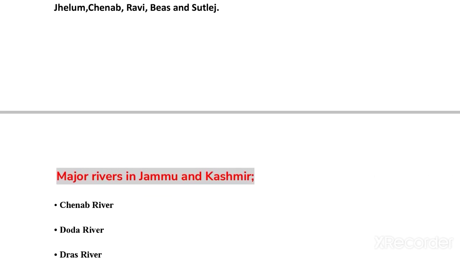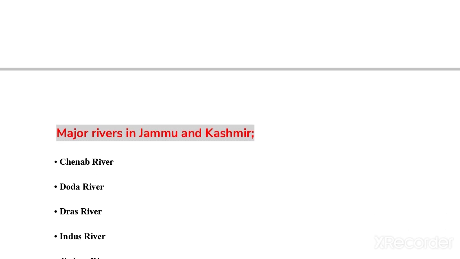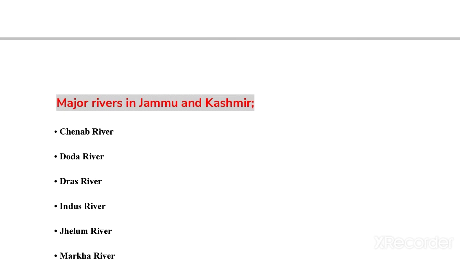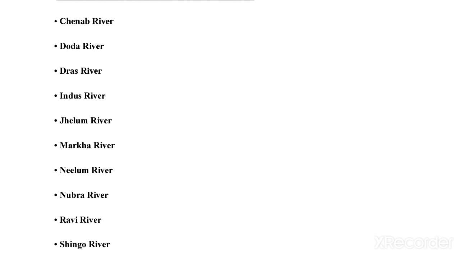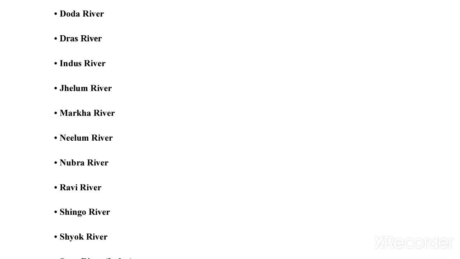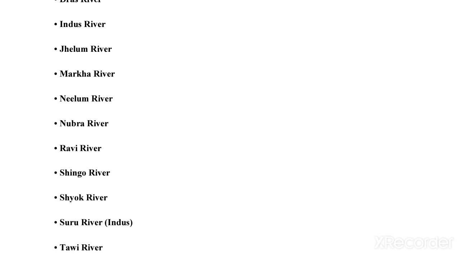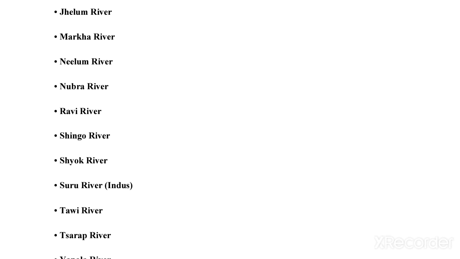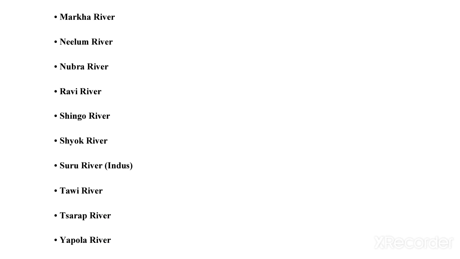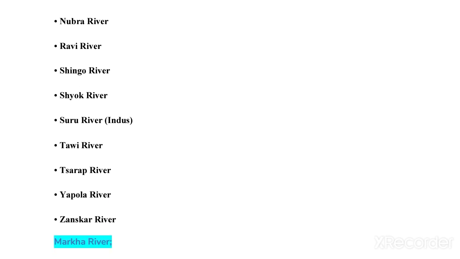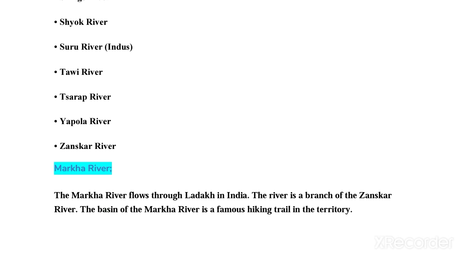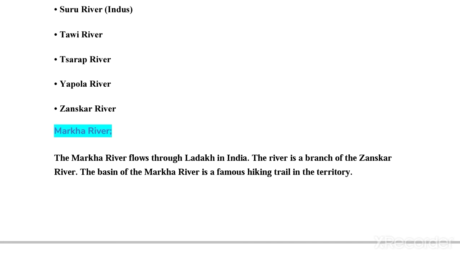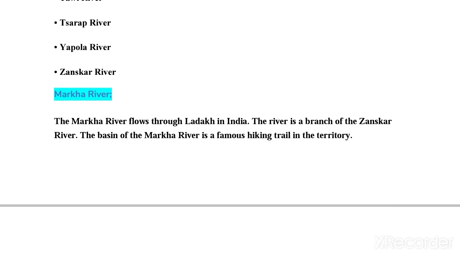Now we will see the major rivers in Jammu and Kashmir. They are Chenab River, Doda River, Dras River, Indus River, Jhelum River, Markha River, Neelam River, Nubra River, Ravi River, Shingo River, Shyok River, Suru River, that is the Indus River, Tavi River, Sarap River, Yapola River, and Zanskar River. We will discuss them one by one.